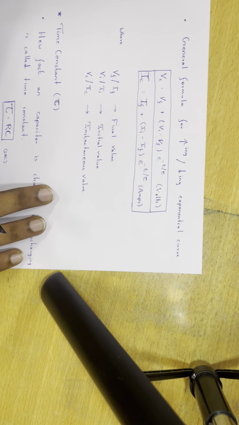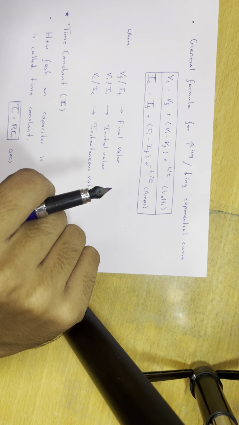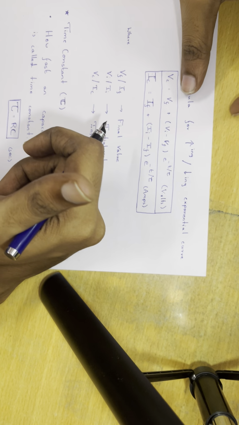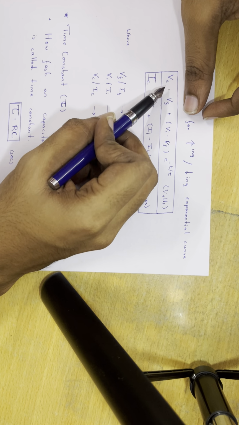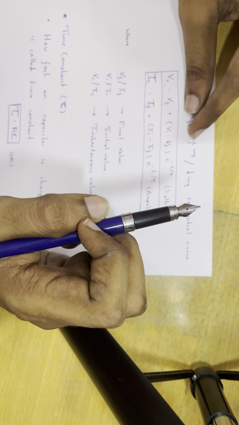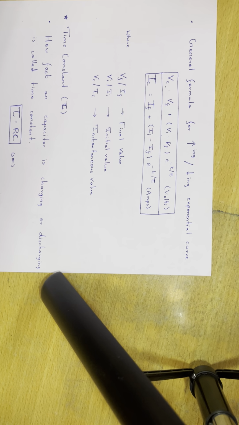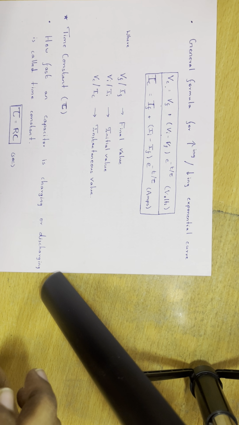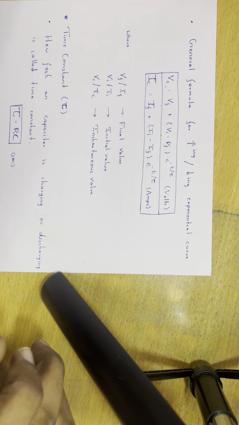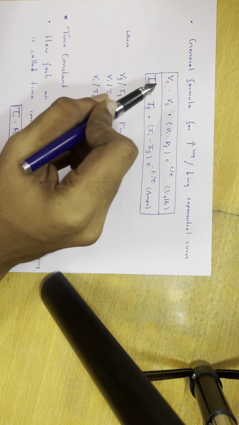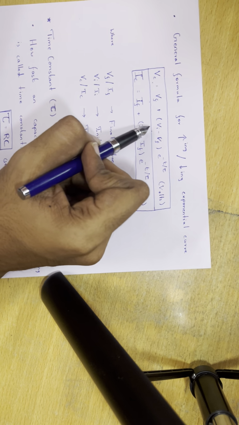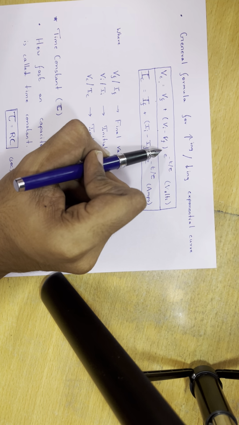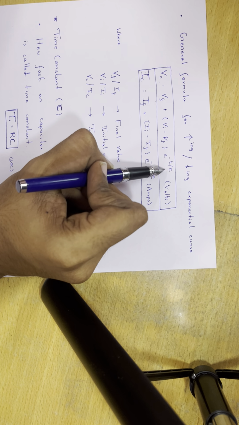Next, the general formula for the increasing and decreasing of an exponential curve. Here we have the instantaneous voltage, the final voltage and the initial voltage. So what is the general formula for calculating the increasing and decreasing of an exponential curve? It can be calculated by the formula: instantaneous voltage equals final voltage plus open bracket initial voltage minus final voltage, close bracket, into e to the power minus t by tau.